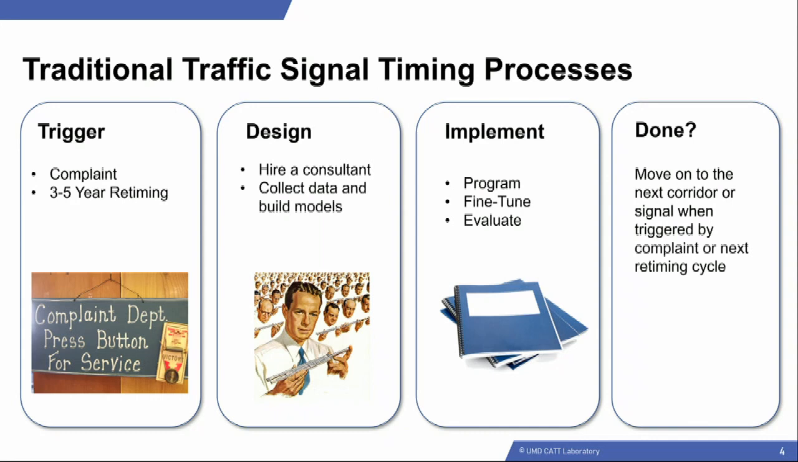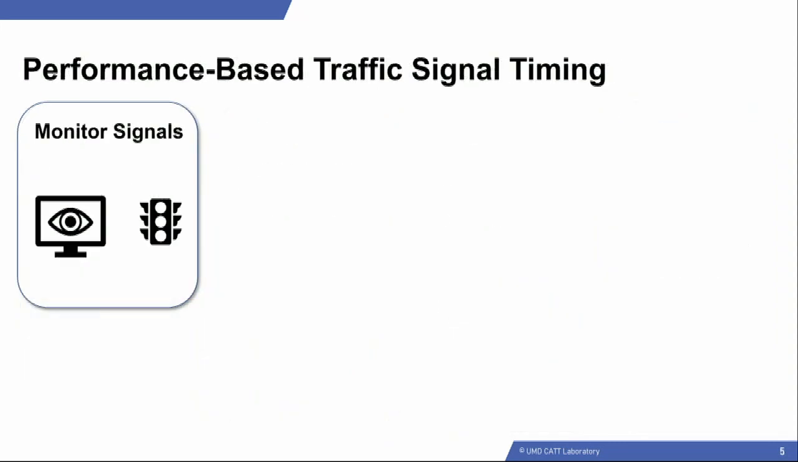That's the old way of doing it. Performance-based signal timing is a cyclical process. So the concept is you monitor the signals all the time, with data coming in from the traffic controllers or from trajectory-based vehicles. We'll see that in a minute, kind of the other way. But data is coming in all the time.